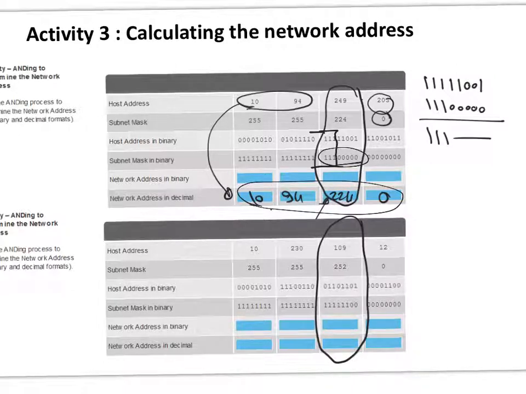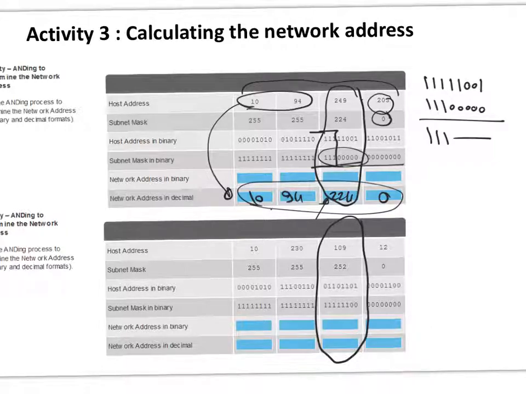Okay? So this is the network address for this subnet or for this network. So for this network, the network address is 10.94.224.0. Okay? If you take this part and put it all ones, then this becomes the broadcast address. We'll see that next activity. Is the concept clear, or is there any confusion here? Okay?